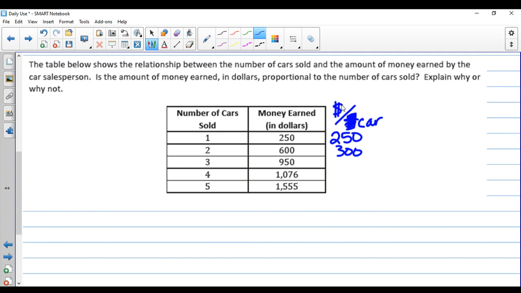950 divided by 3 is 316.6 repeating. So since we're talking about money, I'm going to make it 316.67. 1076 divided by 4 is 269. And 1555 divided by 5 is 311. These are all different. If any of them are different from the others, then the relationship is not proportional.